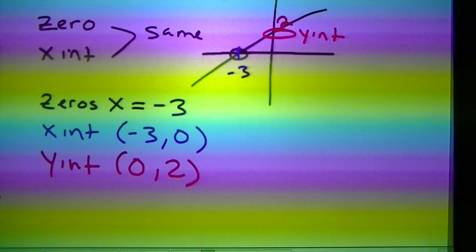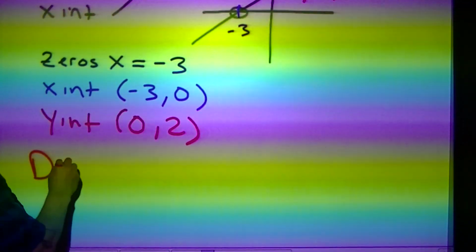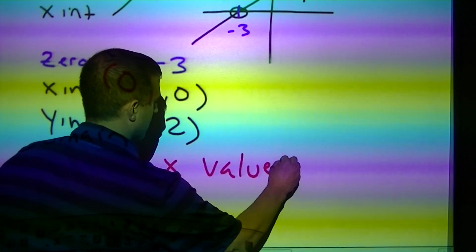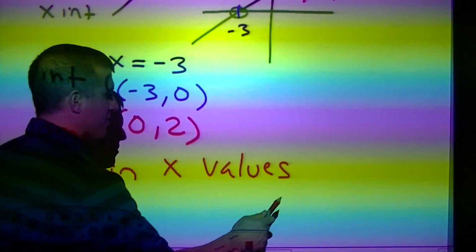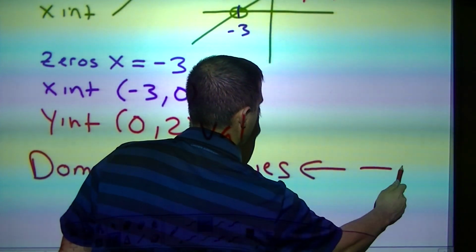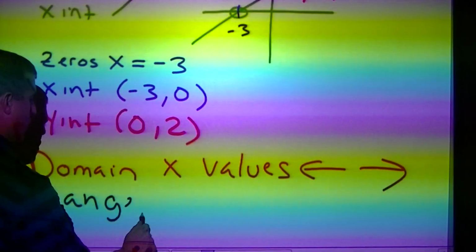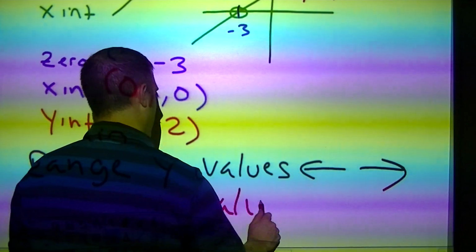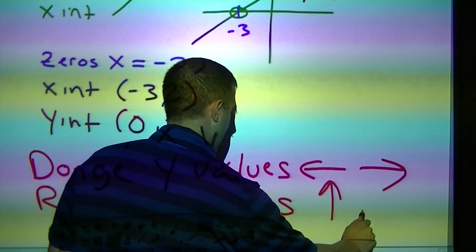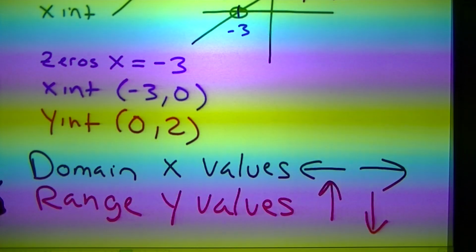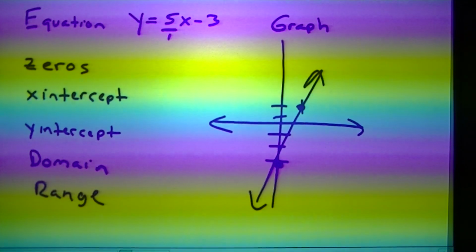The next thing to talk about is this concept of domain. Domain means x values, all the possible x values. And x values move right and left. Then you have range, which are y values. That moves up and down. All right, so here's what we need to do. Let me go back to this.